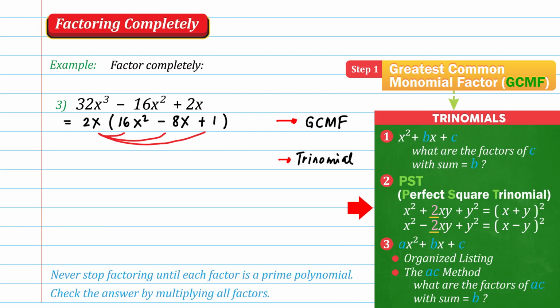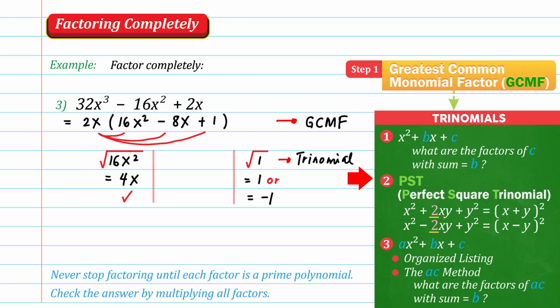Let's check if it's the second case first, if it's a perfect square trinomial. Now, remember the patterns? Question 1. Is the first term, 16x² a perfect square? Yes, it is. Its square root is 4x. Question 2. Is the last term, 1, a perfect square? Yes, it is. Its square root is 1. But another possibility is negative 1. Consider also negative 1. But we're not yet done.